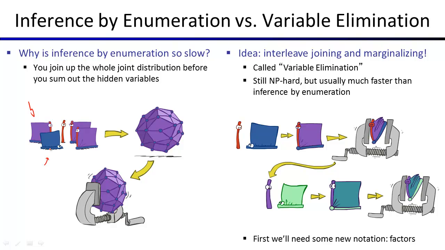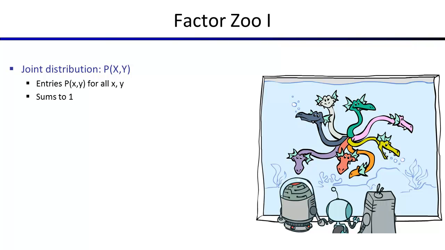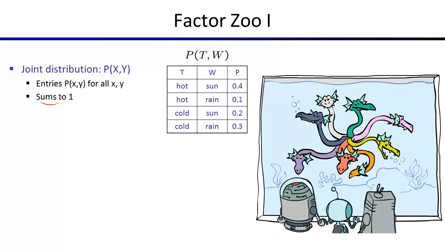Okay, so we'll need some new notation, because these things we're generating and working with along the way are called factors, and let's take a look at what they could look like. It's a whole zoo of them. So first type of factor. Here we have a joint distribution. So entries are just, in this case, P(x,y), the joint distribution between x and y, which sums to 1. Here's an example. We had the joint between temperature and weather. This is a factor. It happens to be a joint distribution.